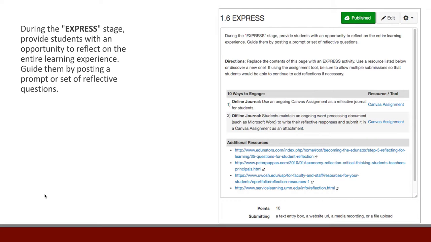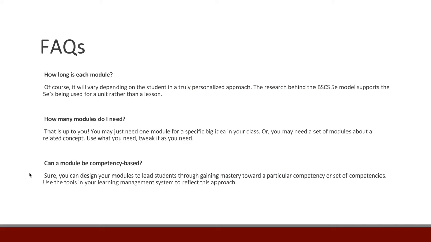Final stage is the Express stage, where students are writing and reflecting on their experience throughout the entire learning process. They could do that through an online journal in your learning management system that they keep returning to make the next reflection, or they could be keeping an offline journal, like in a word processing document or an actual hands-on notebook. Of course, students can also express themselves other ways or in additional ways, like through drawing. So Express is the final stage. So the length of each module is really up to you.